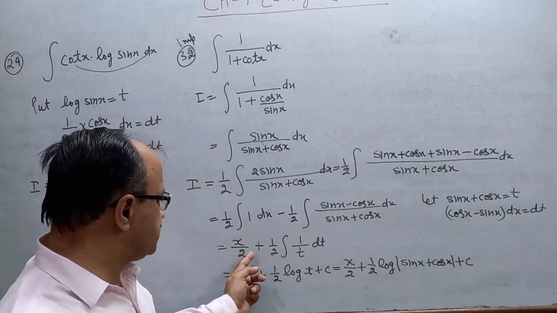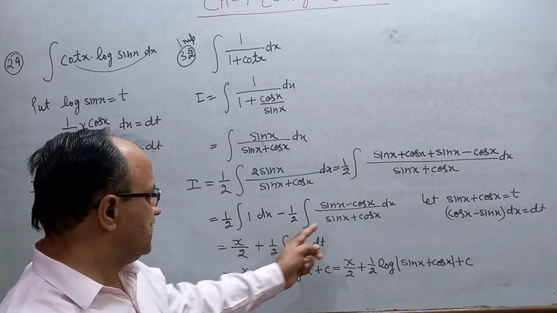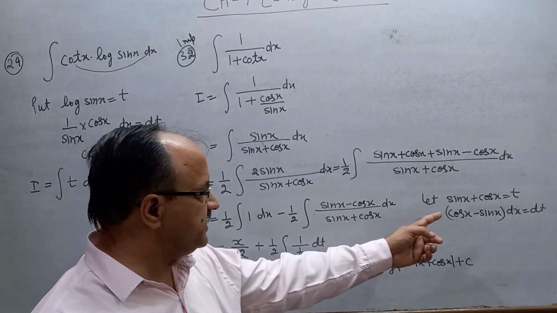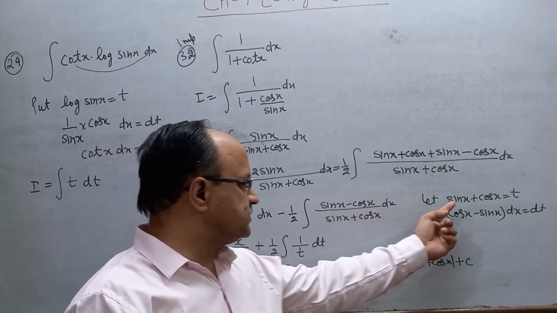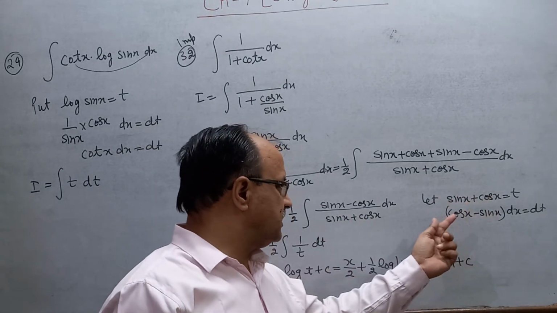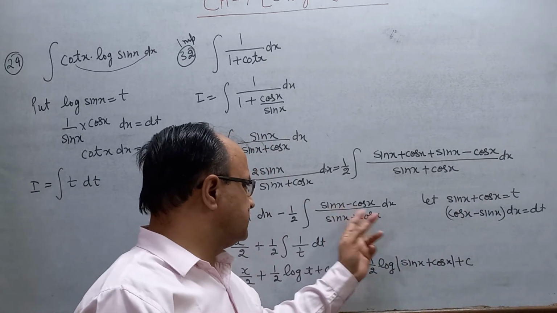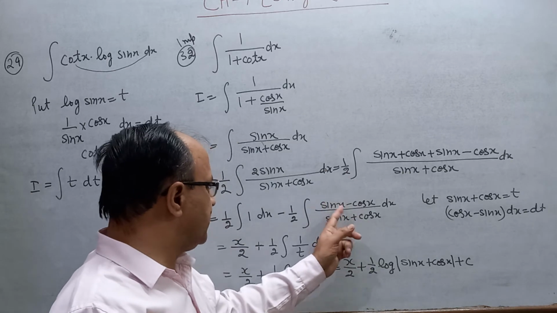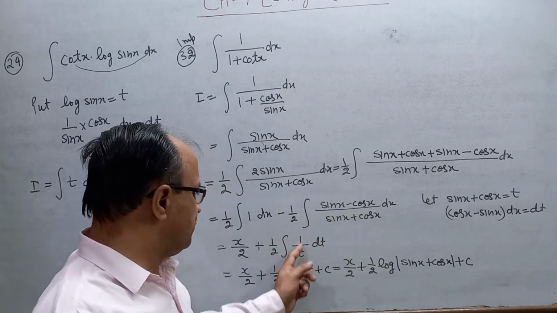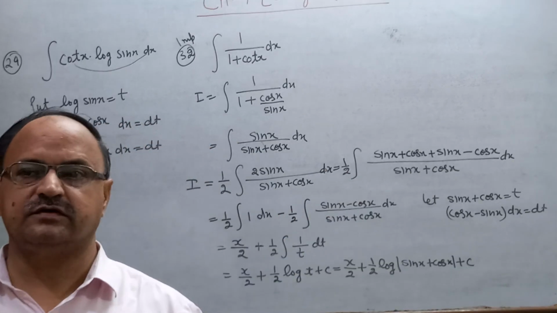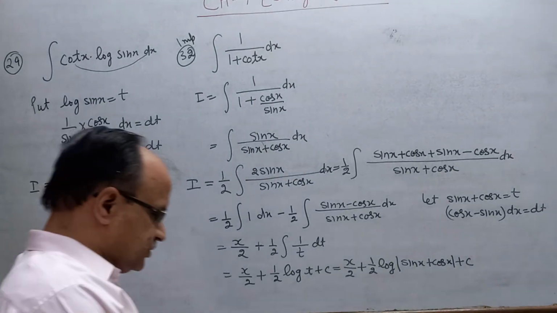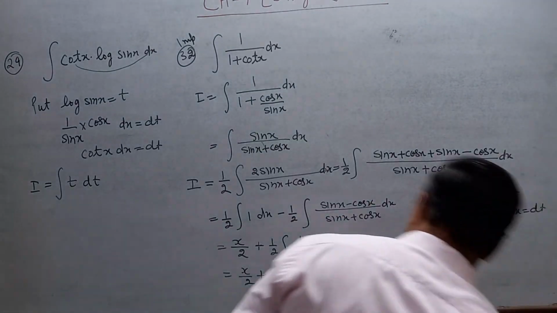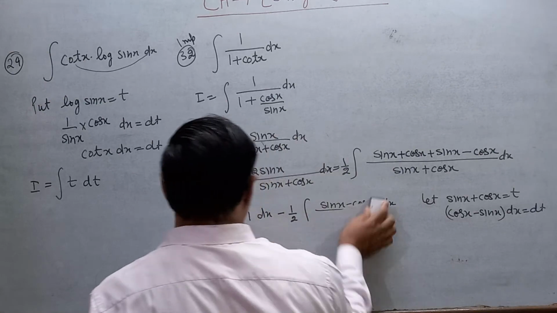And the integration of 1 is x, and in this part you have to let sin x plus cos x equal to t, and take the derivative. But here, interchange: this is cos x minus sin x, this is sin x minus cos x, and now you can take minus common, giving plus 1 by t, and the integration of 1 by t is log t. Clear?